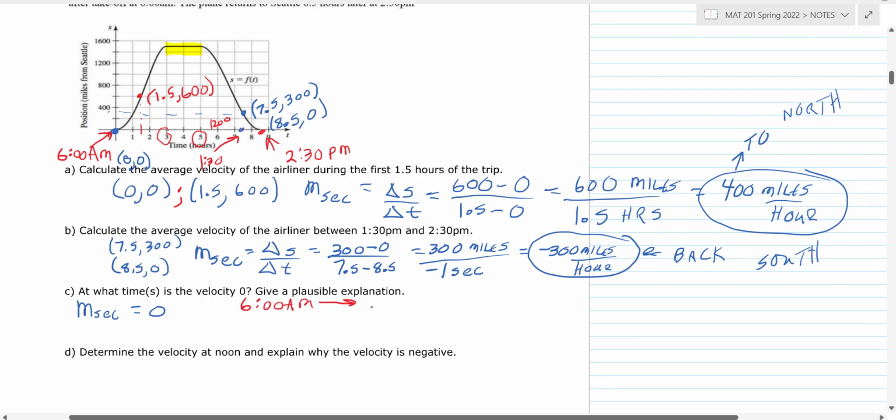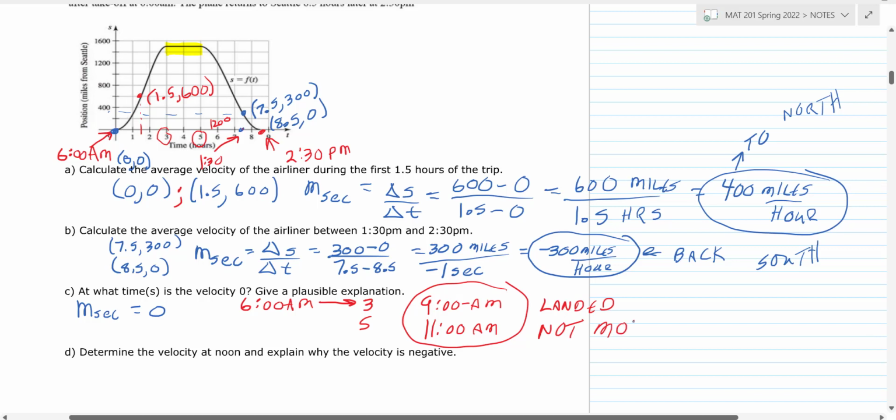So basically after 3 hours, you would be at 9 a.m. And then after 5 hours, you would be at 11 a.m. So basically between 9 a.m. and 11 a.m., you have a 0 velocity. Well, what is the plausible explanation? It means you've landed at the airport and you're not moving. You're at the airport, not ready to take off on your return journey. So that's what that would represent.